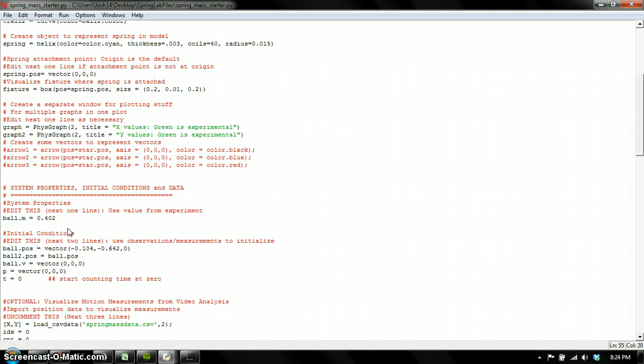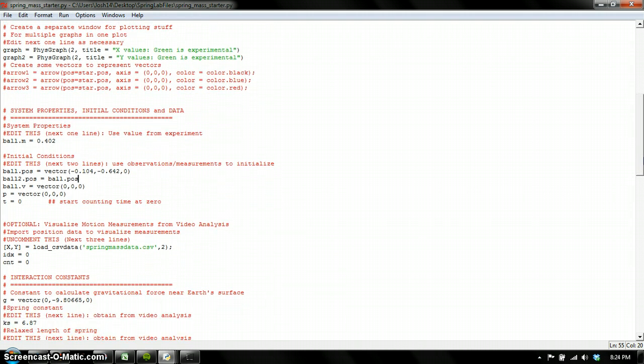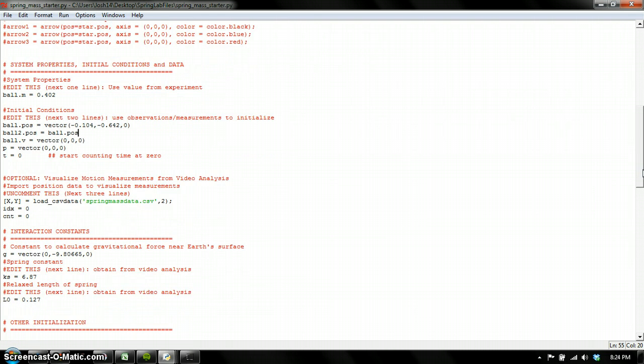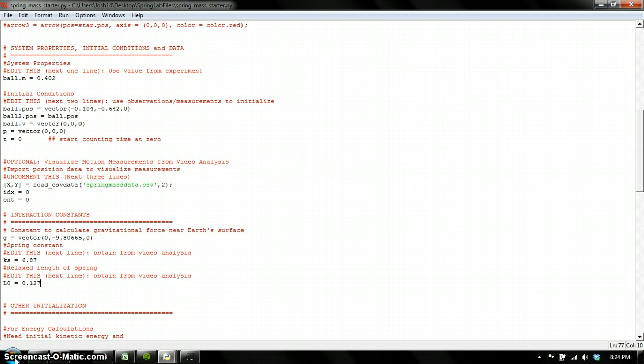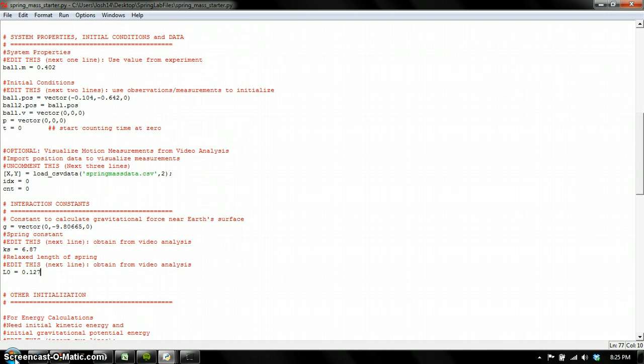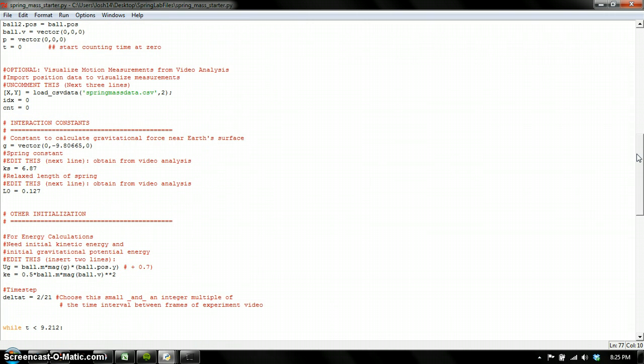The mass of the ball was 0.402 kilograms. The initial position of the ball was negative 0.104 in the x direction and negative 0.642 in the y direction, with the origin where the spring is connected. The spring constant was 6.87 Newtons per meter, which was determined in the last lab, and the initial length of the spring was 0.127.